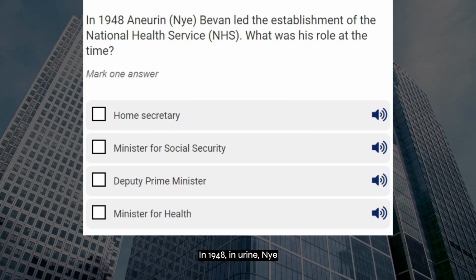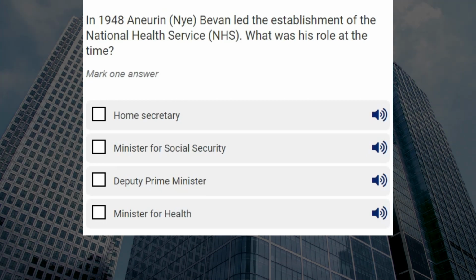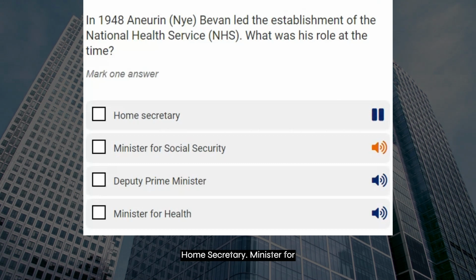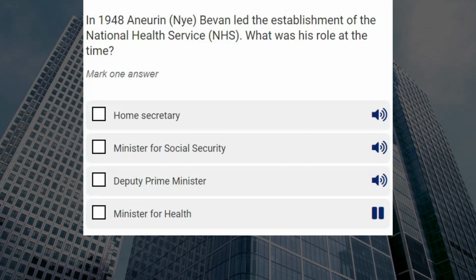In 1948, Aneurin Bevan led the establishment of the National Health Service, NHS. What was his role at the time? Home Secretary, Minister for Social Security, Deputy Prime Minister, Minister for Health. Correct answer, Minister for Health.